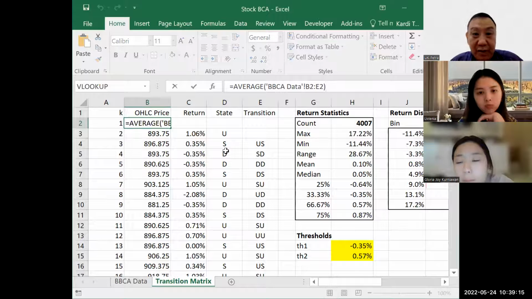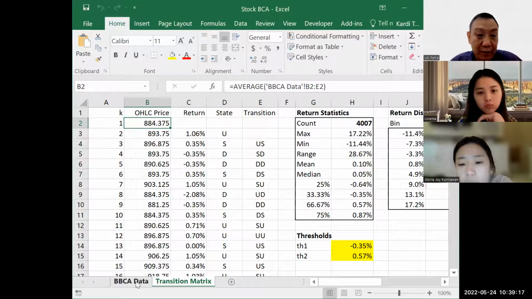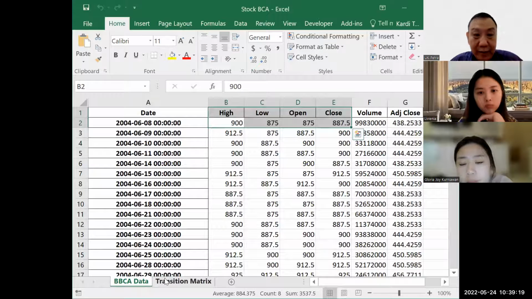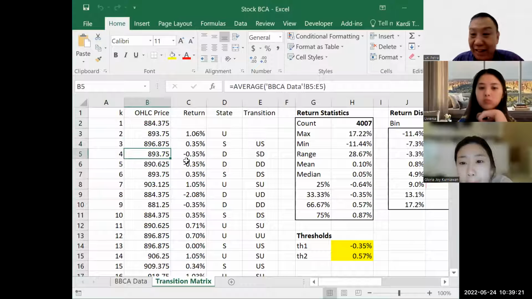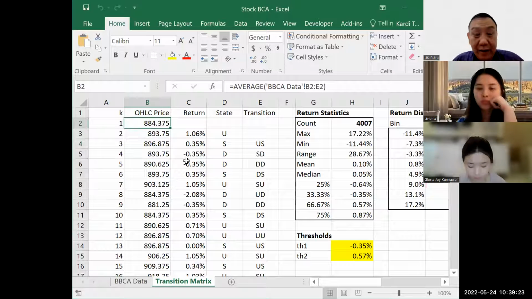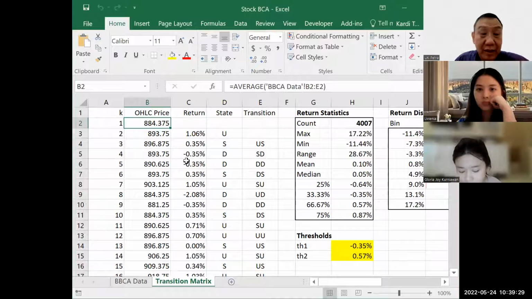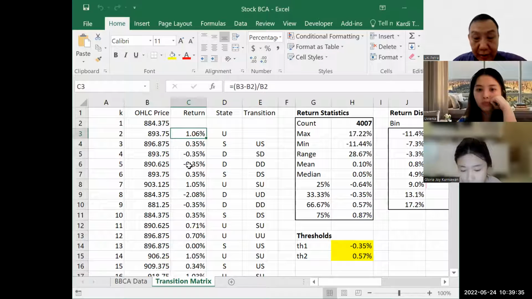So this is the average of the previous sheet, and then I just copy down. Once I know the average of the price, I have a single price. This is the daily average. And then what I will do, I will get the return. What is return? I put it in the slide there.